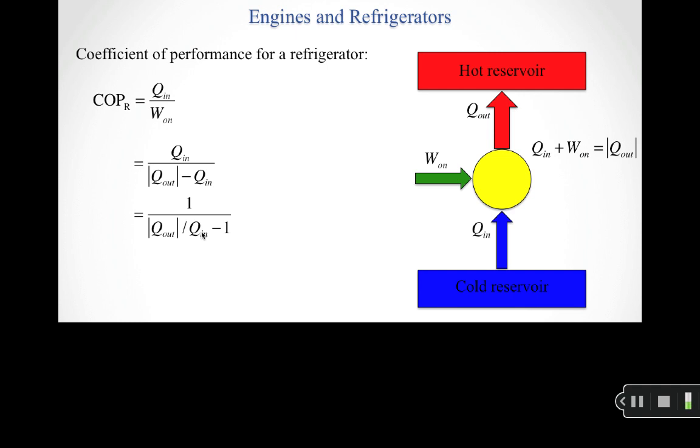So fundamentally, an engine and a refrigerator are very similar. It's simply the direction you choose to run the cycle. Either you have to do work on the system to get it to go around that cycle, or the system will go around that cycle, take in heat, and you'll get work out, so work done by the system for an engine.